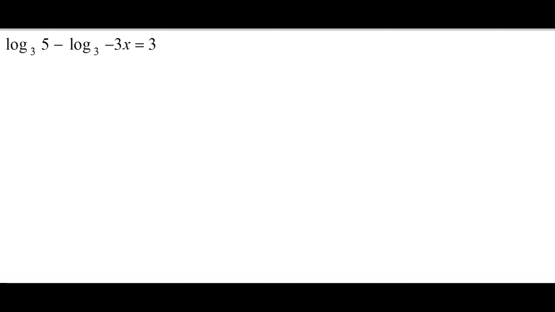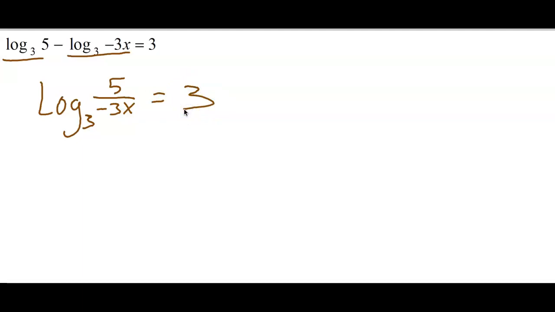And when that happens, we have to use our properties that we talked about earlier. So I'm going to combine these two logarithms into one. When you have two logs being subtracted, you can rewrite that as one log where their arguments are being divided. And once you have rewritten that as a single logarithm, then you're good to exponentiate. My base is 3, so I'm going to write a base of 3 with this whole side here as my exponent.